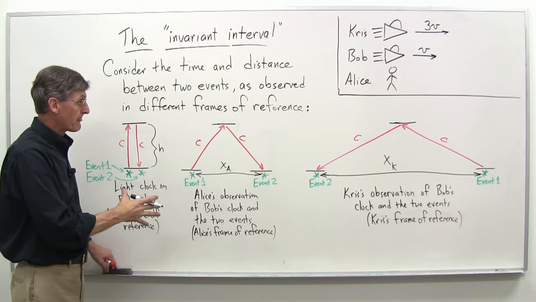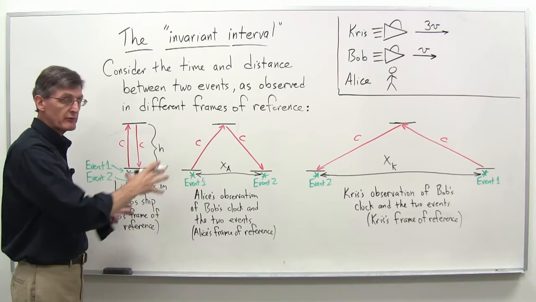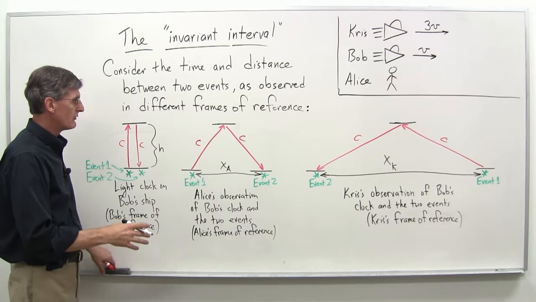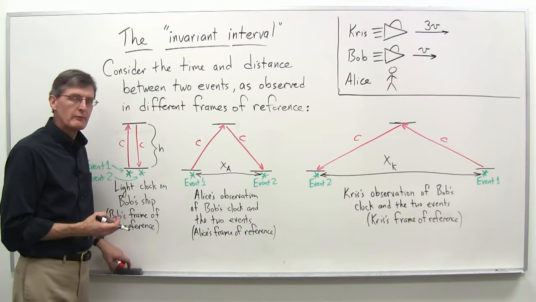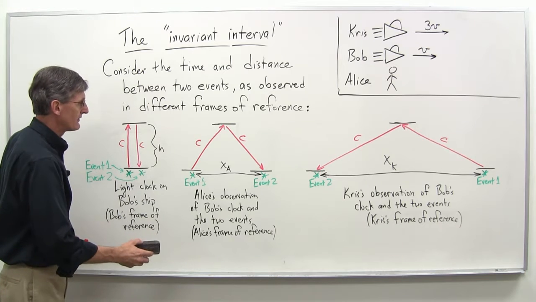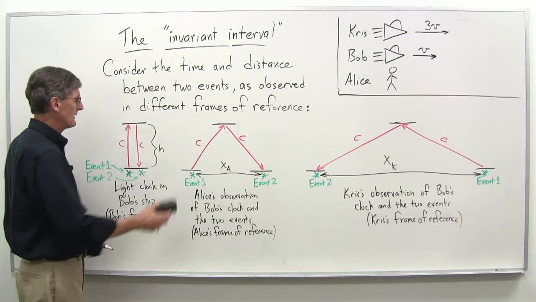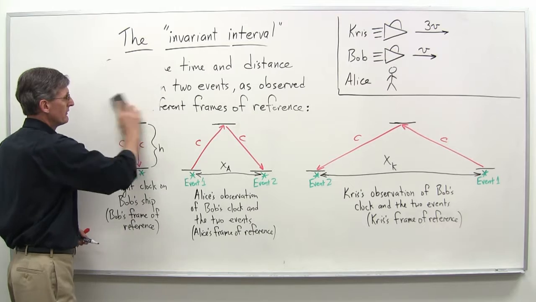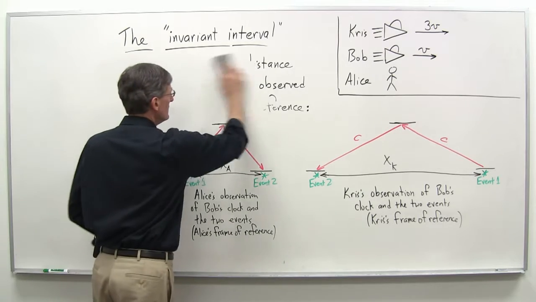So that's the setup. We can clearly see they have different perspectives on those things. What we want to do now is use a little bit of the Pythagorean theorem. So we'll remind ourselves of that and see where that leads us. I'm going to erase this. We have that now.